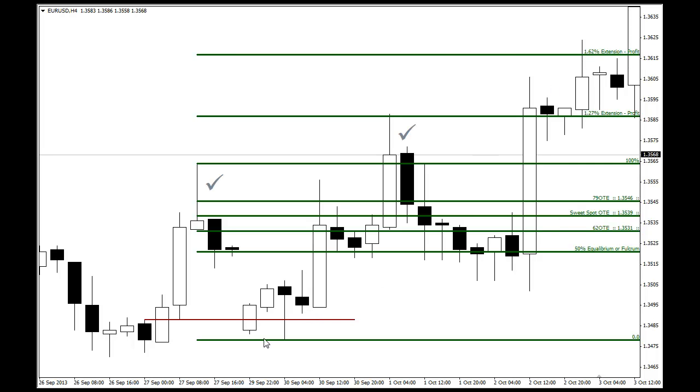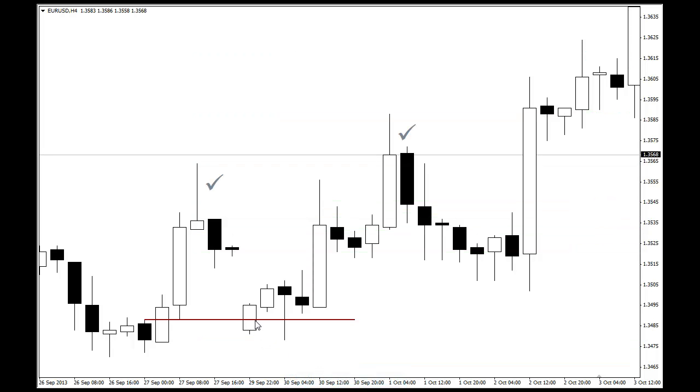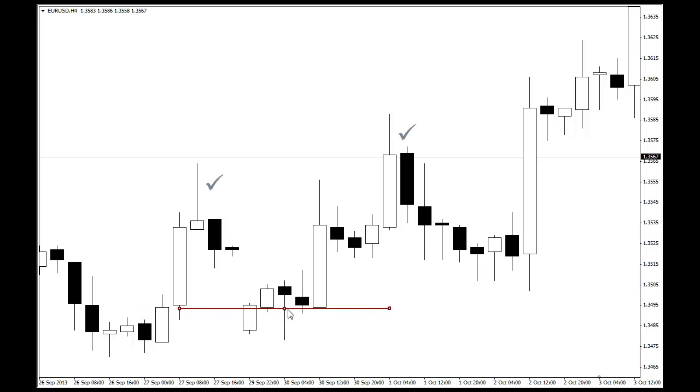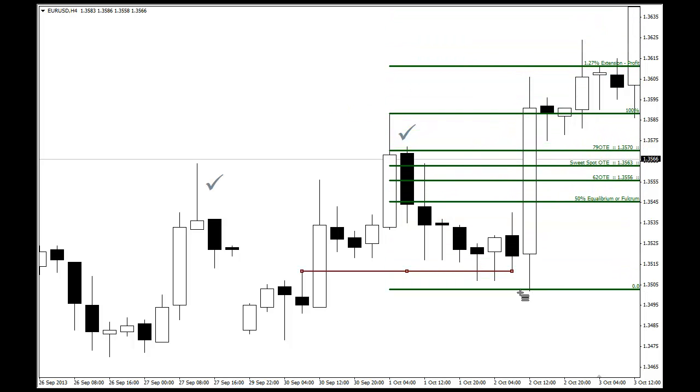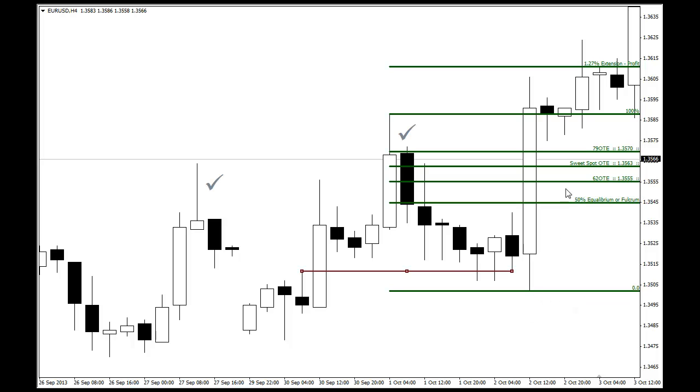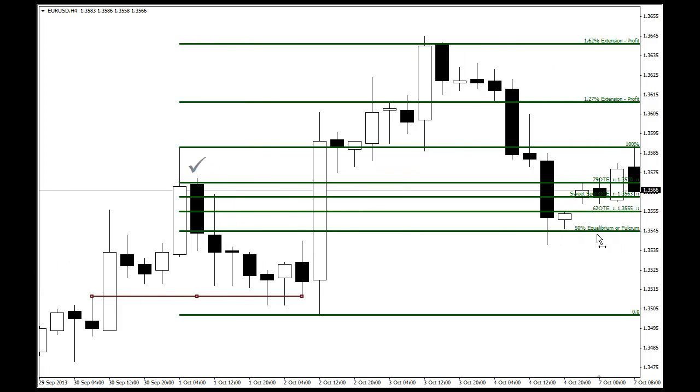Okay, we have another order block right here. Price rallies from this low up to this high. We're not going to draw the fib in here, optimal trade entry. The high down to the low. Here's your 127, hits it handsomely. And there's your 162 extension right there.